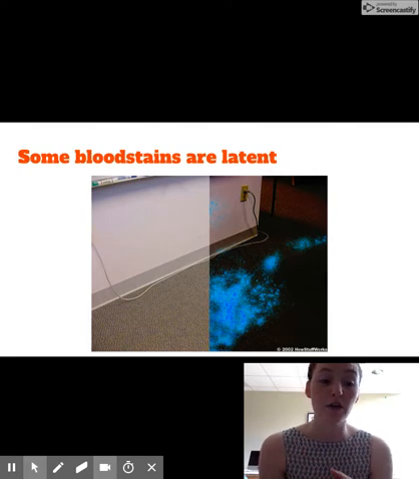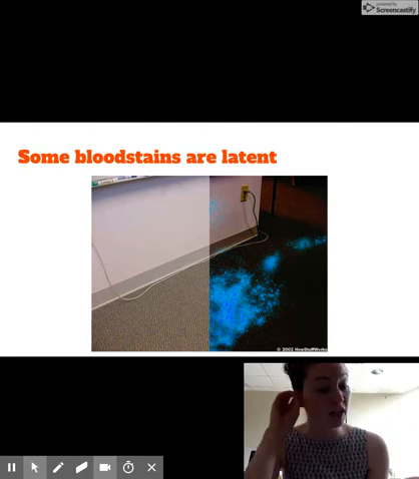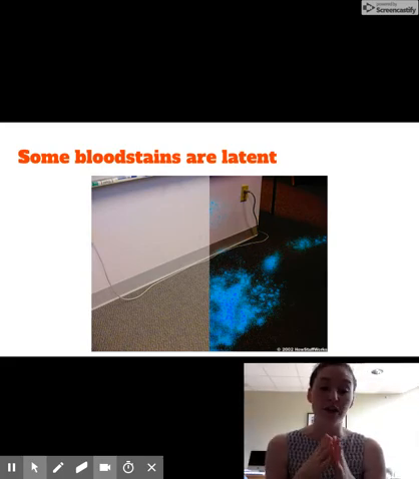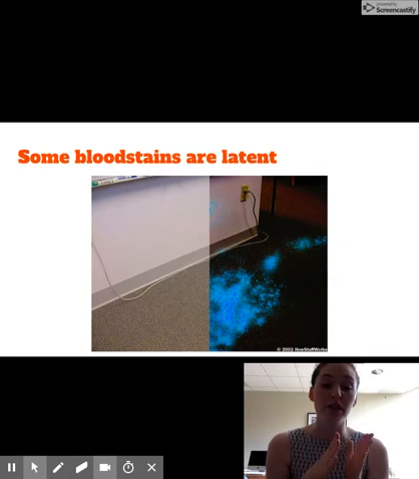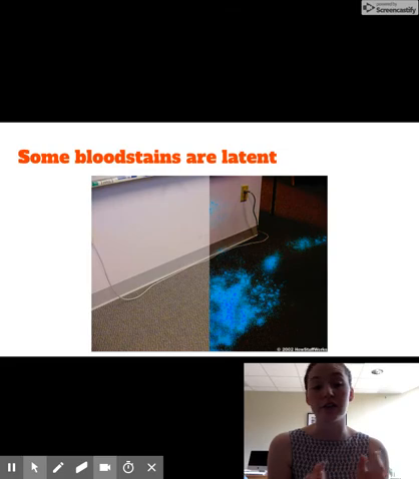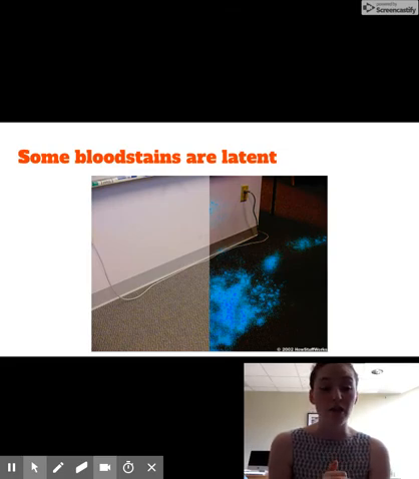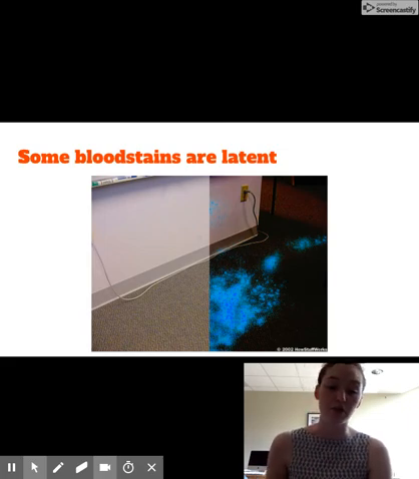But the thing to know is that it specifically, in this case, is interacting with hemoglobin, which is that compound in red blood cells that carries oxygen. And so because hemoglobin is pretty stable, this test can detect blood stains that are even several years old. However, it only lasts for a short period of time after you use it. And so this would be a test that we would do either if we're not sure or after we've done other presumptive blood tests.